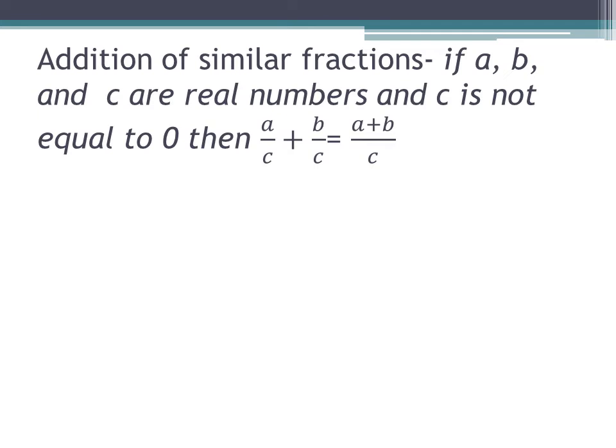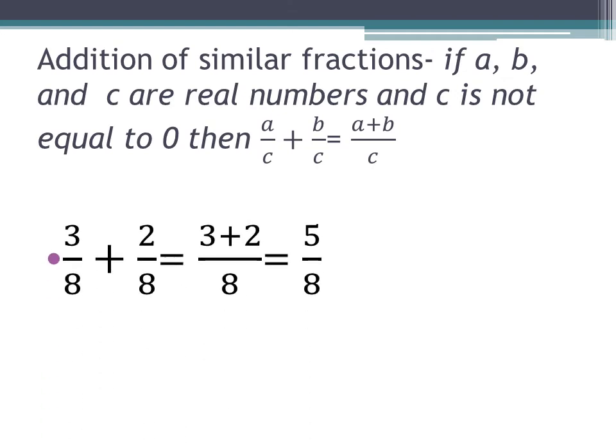So, addition of similar fractions. If A, B, and C are real numbers and C is not equal to 0, then A over C plus B over C is equal to A plus B over C. So, for example, we have 3 over 8 plus 2 over 8 is equal to 3 plus 2 all over 8. So, if we add 3 plus 2, that is 5 over 8.